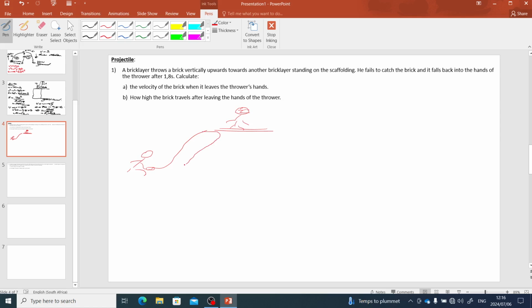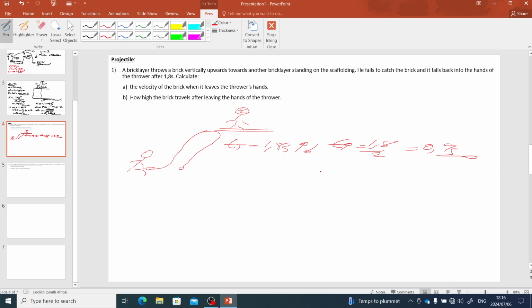Now the brick came back to the thrower's hand after 1,8 seconds. The given time is a total of 1,8 seconds, for upward motion and downward motion. If we want the upward motion only, t upward will be 1,8 divided by 2, which gives 0.9 seconds. That means it took 0.9 seconds to go up and another 0.9 seconds to come back to the ground floor.